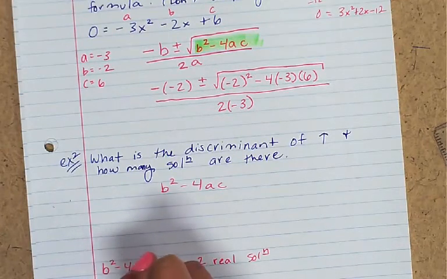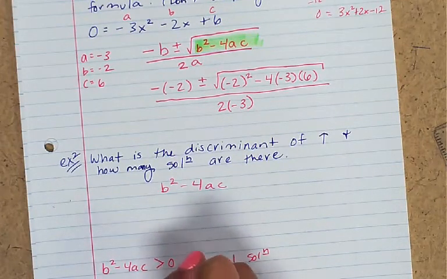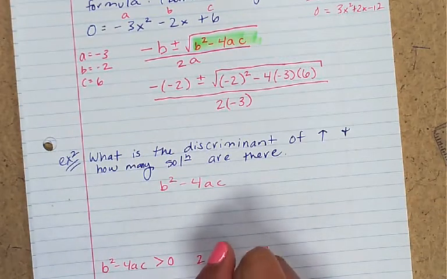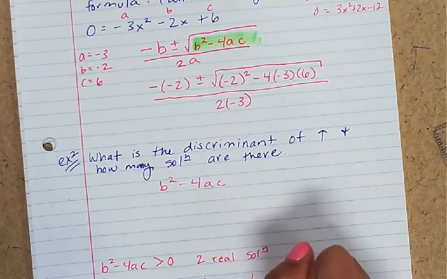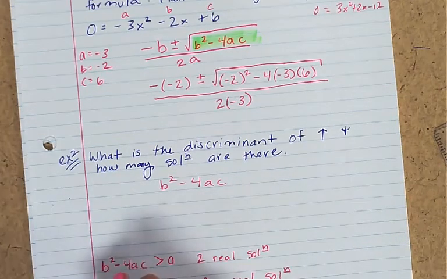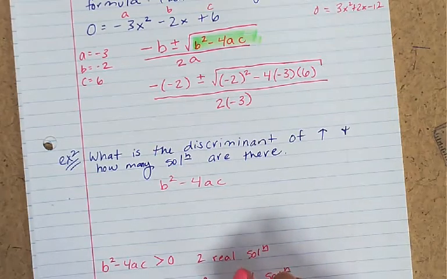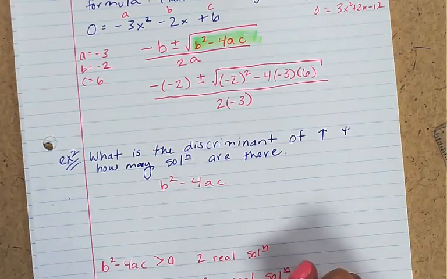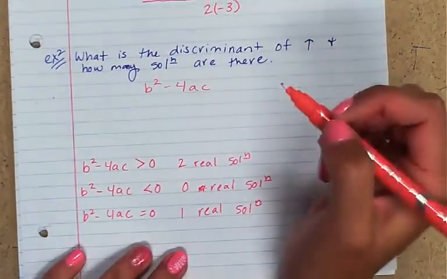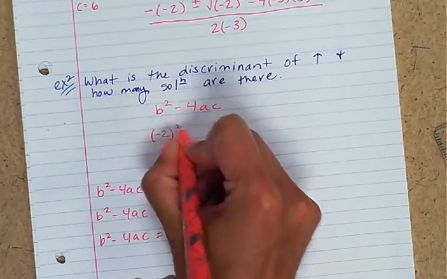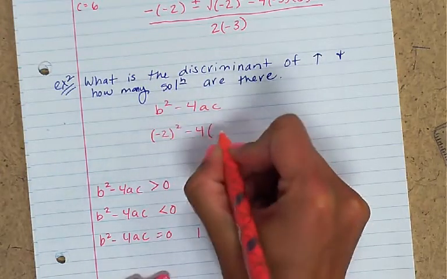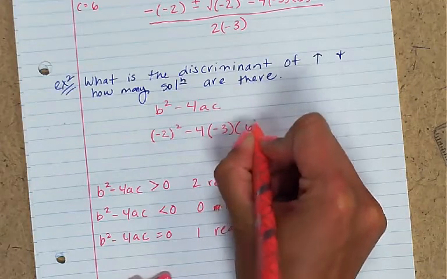If you get b squared minus 4ac and that's less than 0, so any type of negative, that would be no real solutions. And then last, if you get that it is exactly 0, then there's 1 real solution. All right, so for ours, we're going to go b squared minus 4 times a times c.